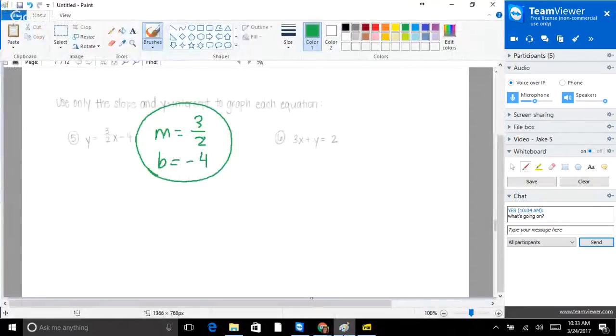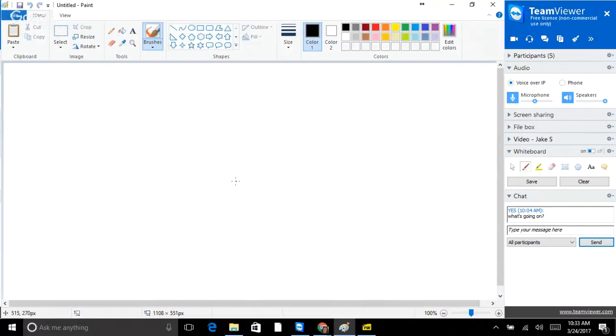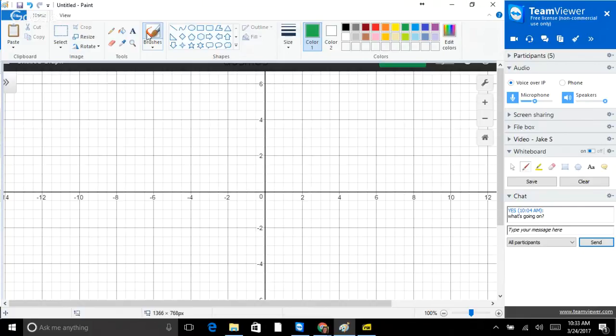Okay, so let's see. We said our slope is 3 over 2 and our y-intercept is at -4. I wish I could have these both up at the same time, but I can't. Back to where we were. All right. Our slope is 3 over 2, and our y-intercept was what? Was it -4? I just deleted that. I can go back here and look.